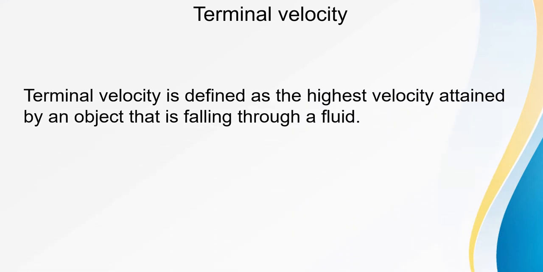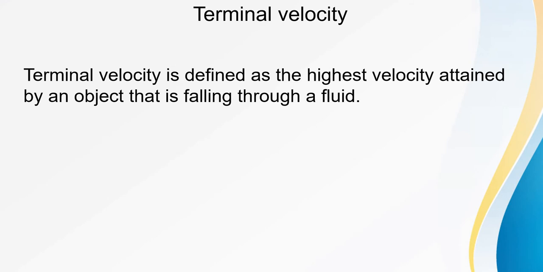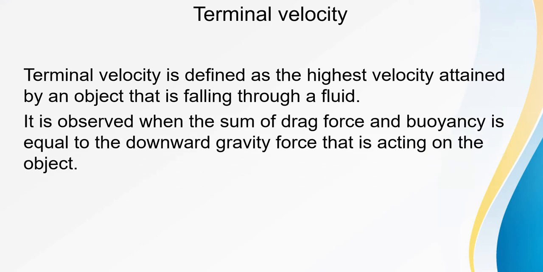Now we will discuss about terminal velocity. What is meant by terminal velocity? Terminal velocity is defined as the highest velocity attained by an object that is falling through a fluid. The maximum velocity attained, maximum, that is very important, maximum constant velocity. Okay, the maximum constant velocity attained by an object when that object is falling through a fluid. That maximum constant velocity is known as terminal velocity.